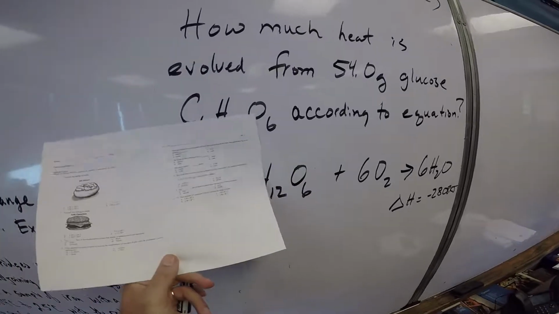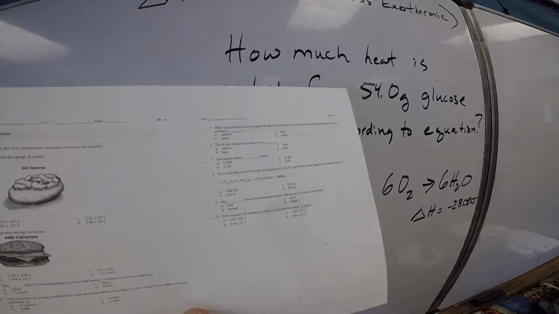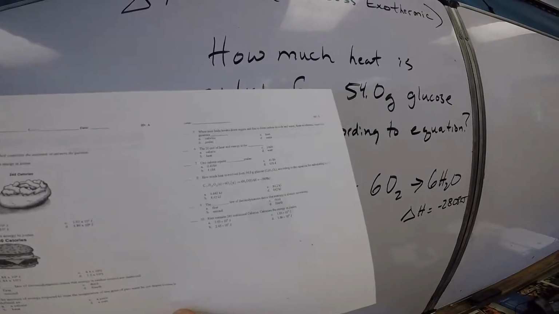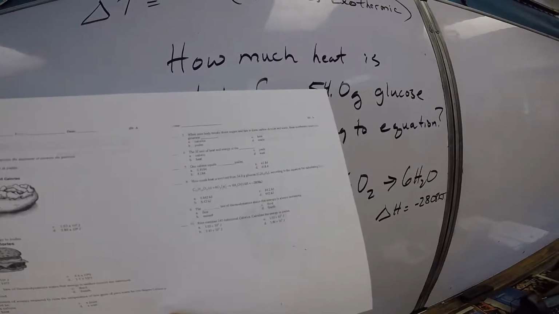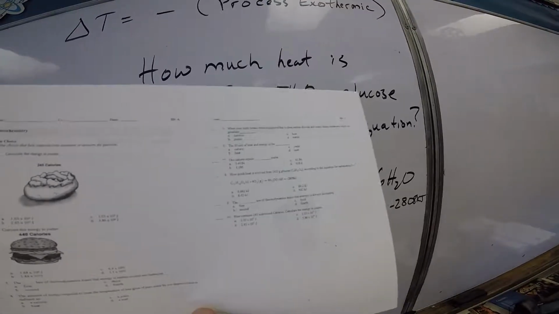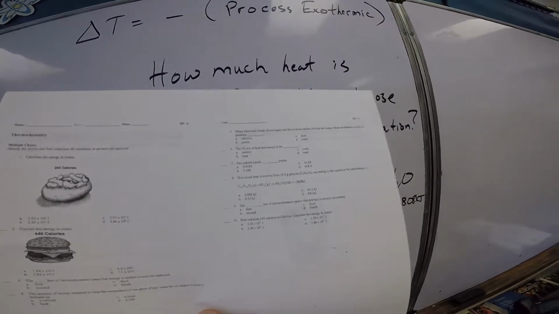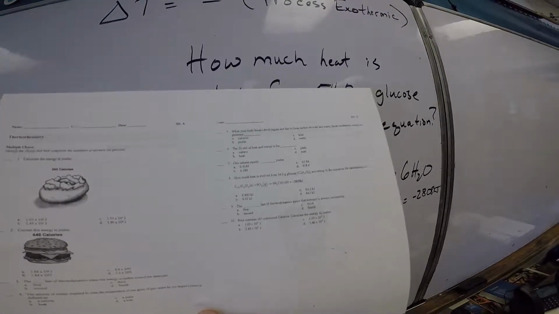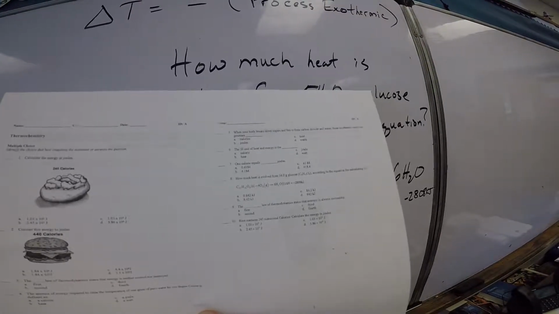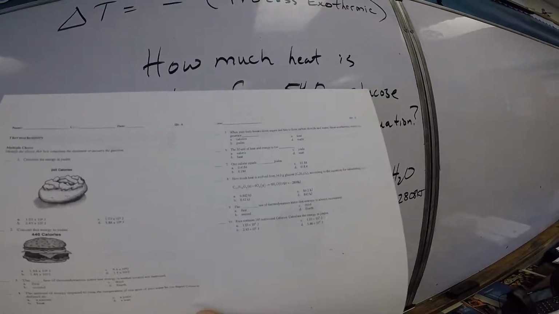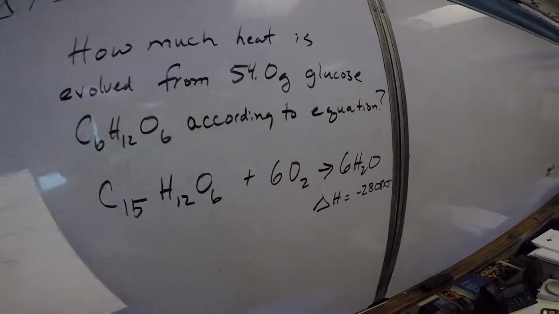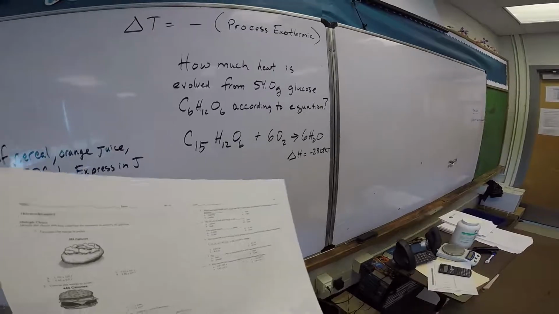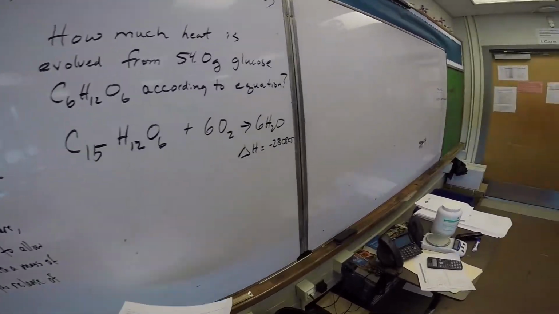So the study guide for the quiz test tomorrow, we have number 8. How much heat is evolved from 54 grams of glucose, C6H12O6, according to the equation for calculating heat? Now the equation says C15H12O6. That's a typo. Even though it's a typo, we're going to keep the delta H there and go along with the problem, because you need to know that people make mistakes. This is just evidence of that.